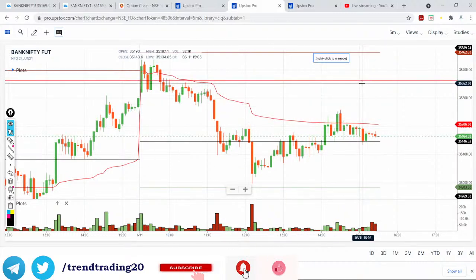Fifteen years back, how many traders were there? Hardly 1 lakh, 2 lakh or 5 lakh traders. Now how many traders are there in the market? Crores and crores of traders. And many traders are again getting trapped by these fake call providers.